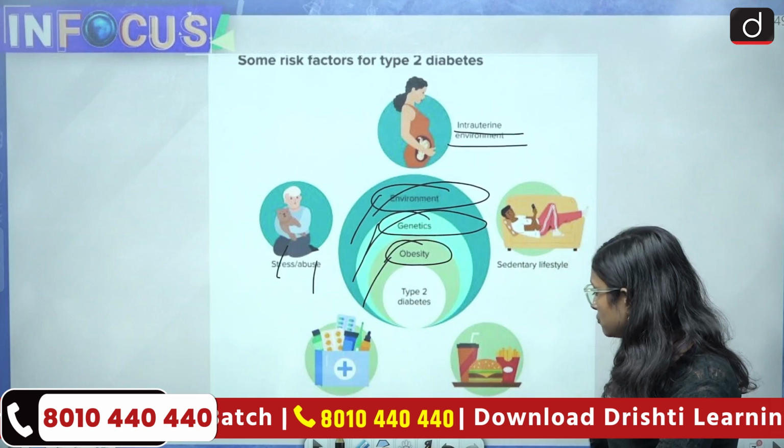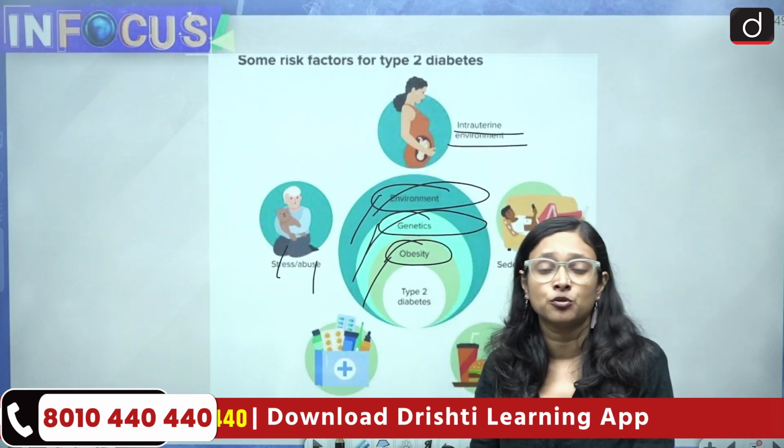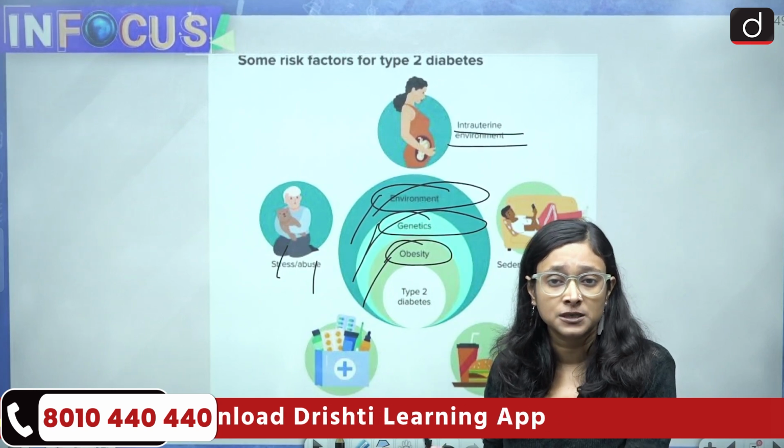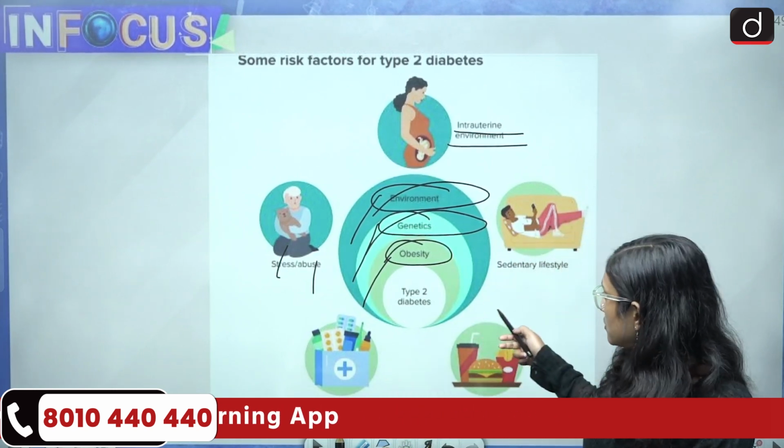High calorie processed food. Right now we can see that there is an increase in the amount of processed food, like consuming pizza, burgers and various packed food. And so this is also one of the factors.